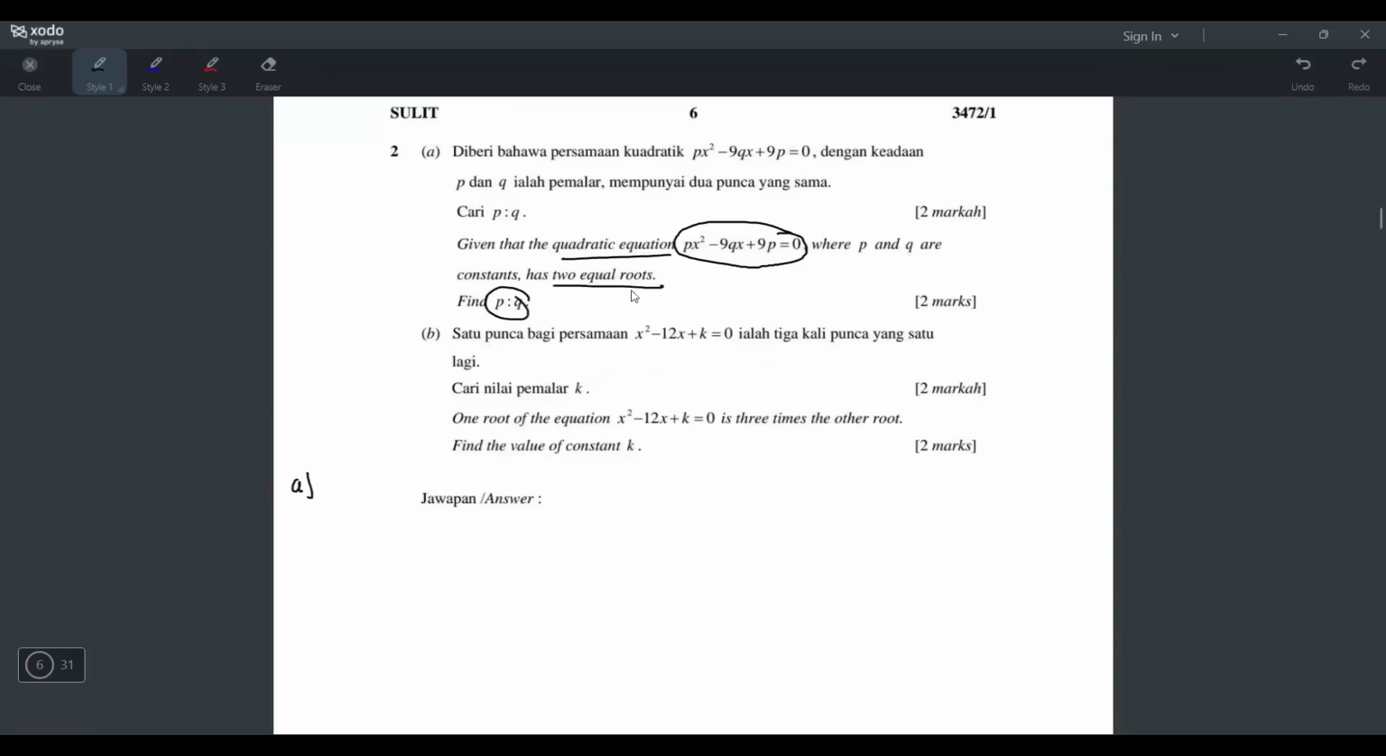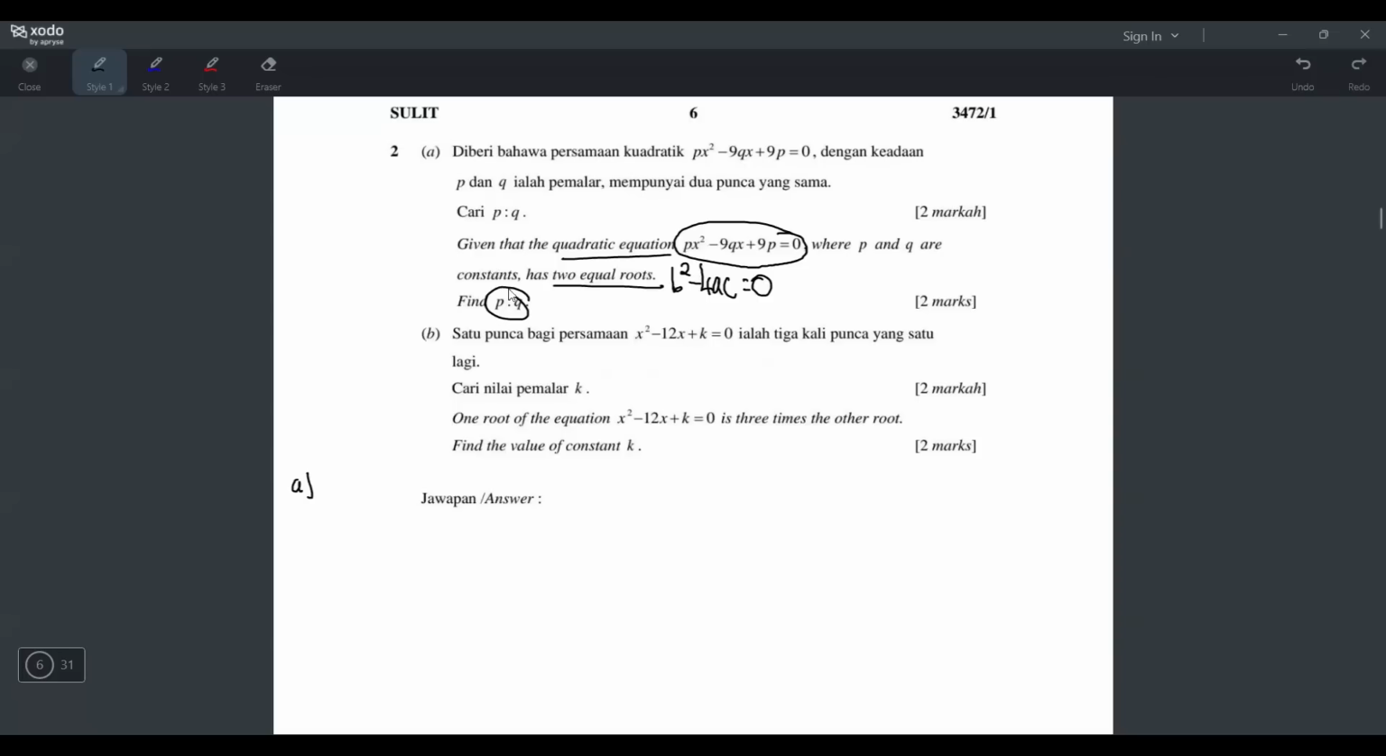Find p ratio q. When you see this phrase, two equal roots, you have to immediately think about this formula: b squared minus 4ac equals 0. You learn this in Form 4, Chapter 2.2. Okay? 2.2, you learn about types of roots, and whenever the question says two equal roots, the discriminant is always 0. Discriminant means this one, the b squared minus 4ac. In Bahasa Melayu, pembeza layan. Okay, this one we call pembeza layan, b squared minus 4ac.